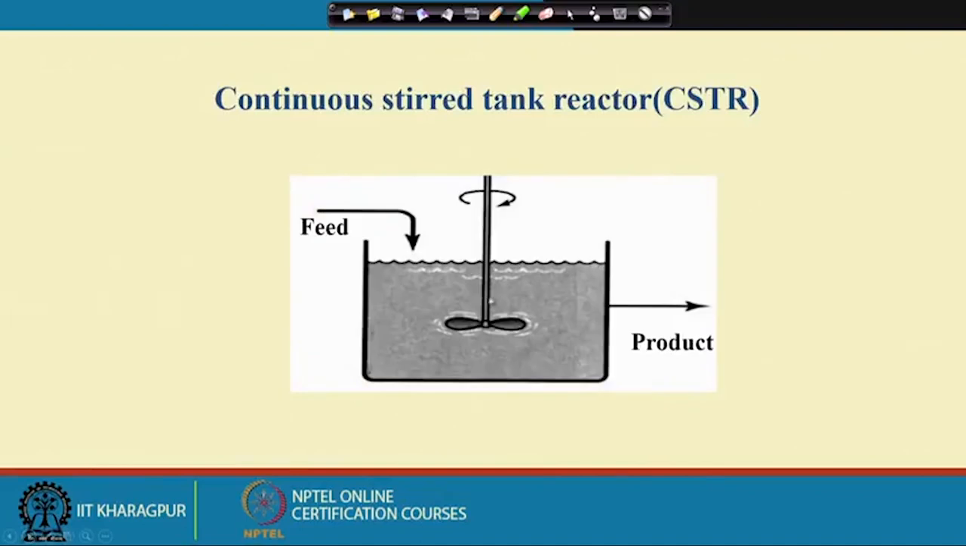The continuous stirred tank reactor looks like this. This is the vessel in which the reaction takes place. There is a stirrer, and the purpose of the stirrer is to maintain homogeneity in the reaction mixture. We put the feed in one end and take the product from the other end.